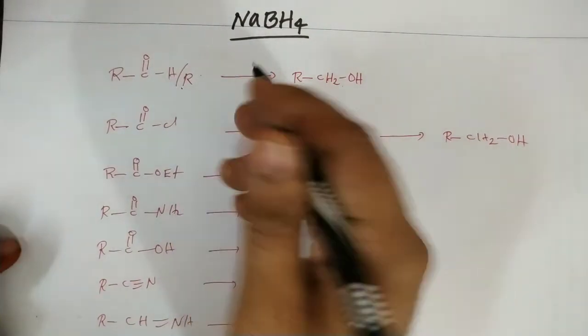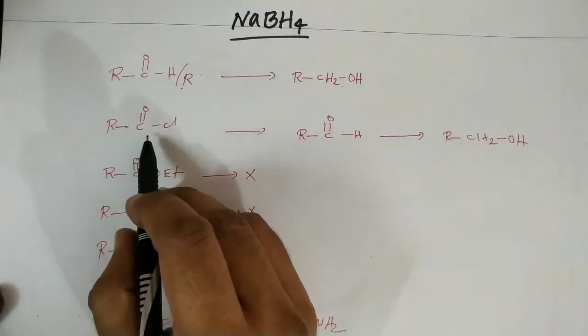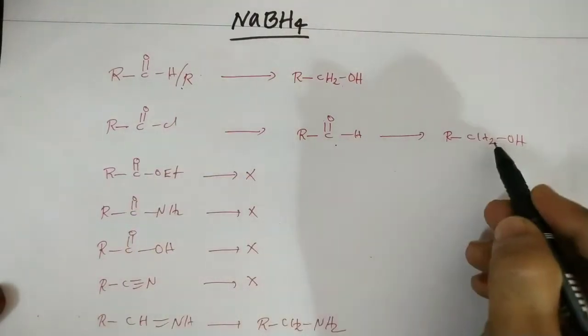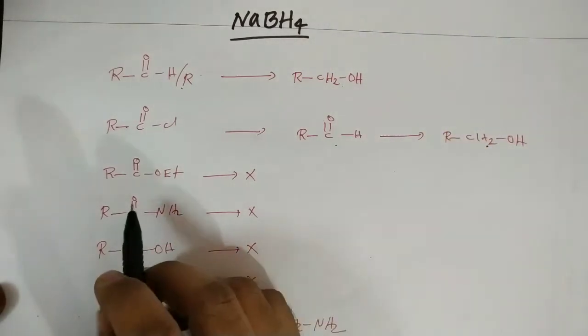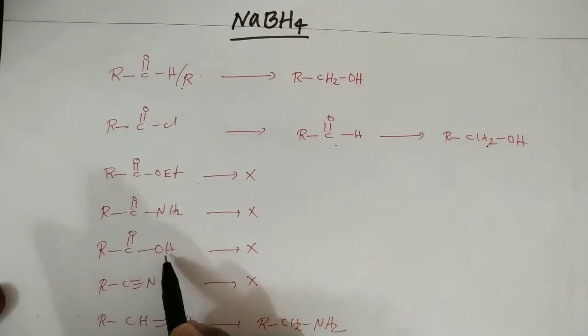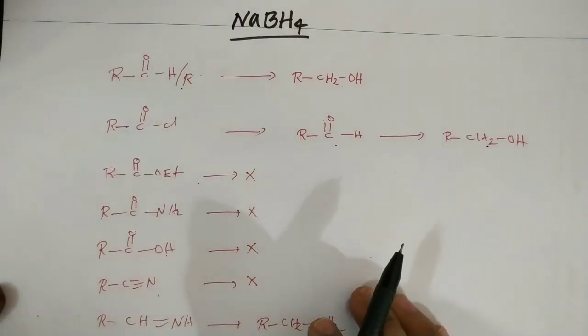So you know that mechanism, I think. Next, acid halides are reduced to alcohols. You know this one. And here, esters, amides, carboxylic acids, and cyanides are not reduced by sodium borohydride.